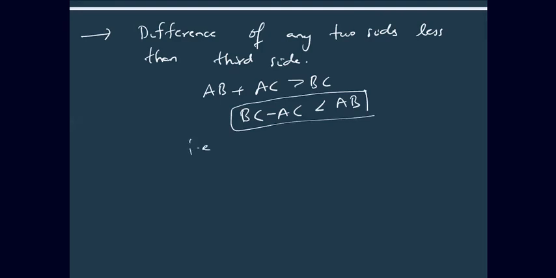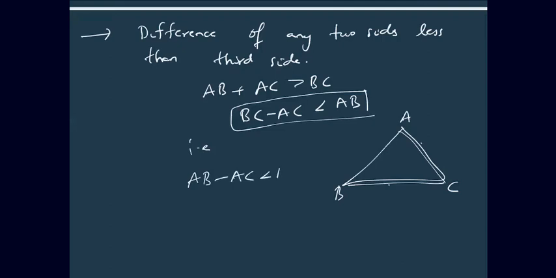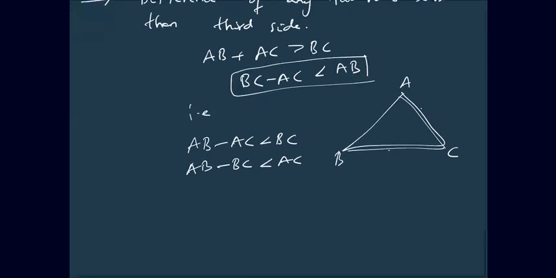Say, this is triangle ABC. We have said that the difference of BC and AC is less than AB. Similarly, we can also say that the difference of AB and AC is less than BC. And also we can say that the difference of AB and BC is less than AC. So the difference of two sides is always less than the third side. So let us just move on.